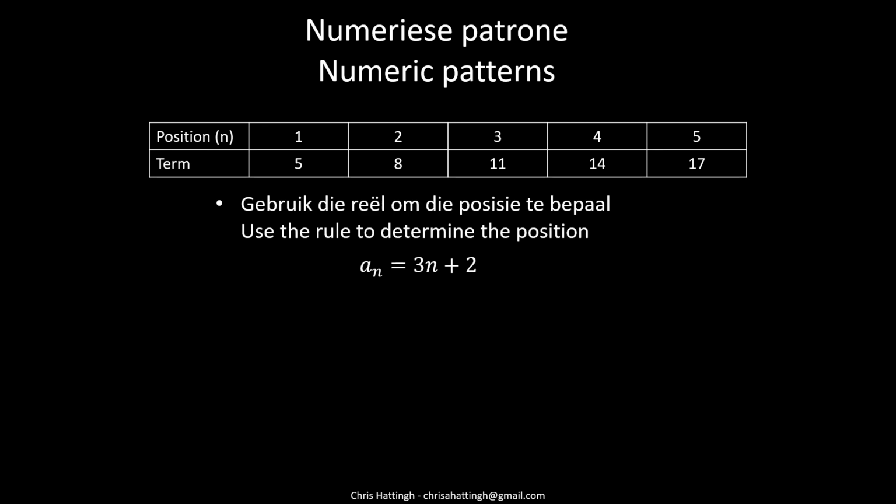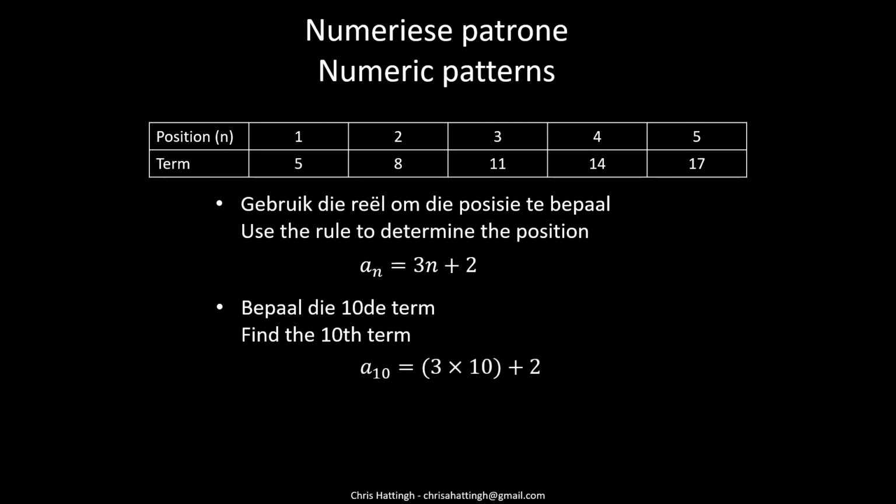Now you need to use your rule to determine a position. The rule we just calculated on the previous slide is 3n plus 2. If I'm asking you what is the 10th term, you're going to take out the n and substitute a 10. So you're going to say 3 times 10 gives you 30, plus 2 gives you 32. So the 10th term, the value will be 32.